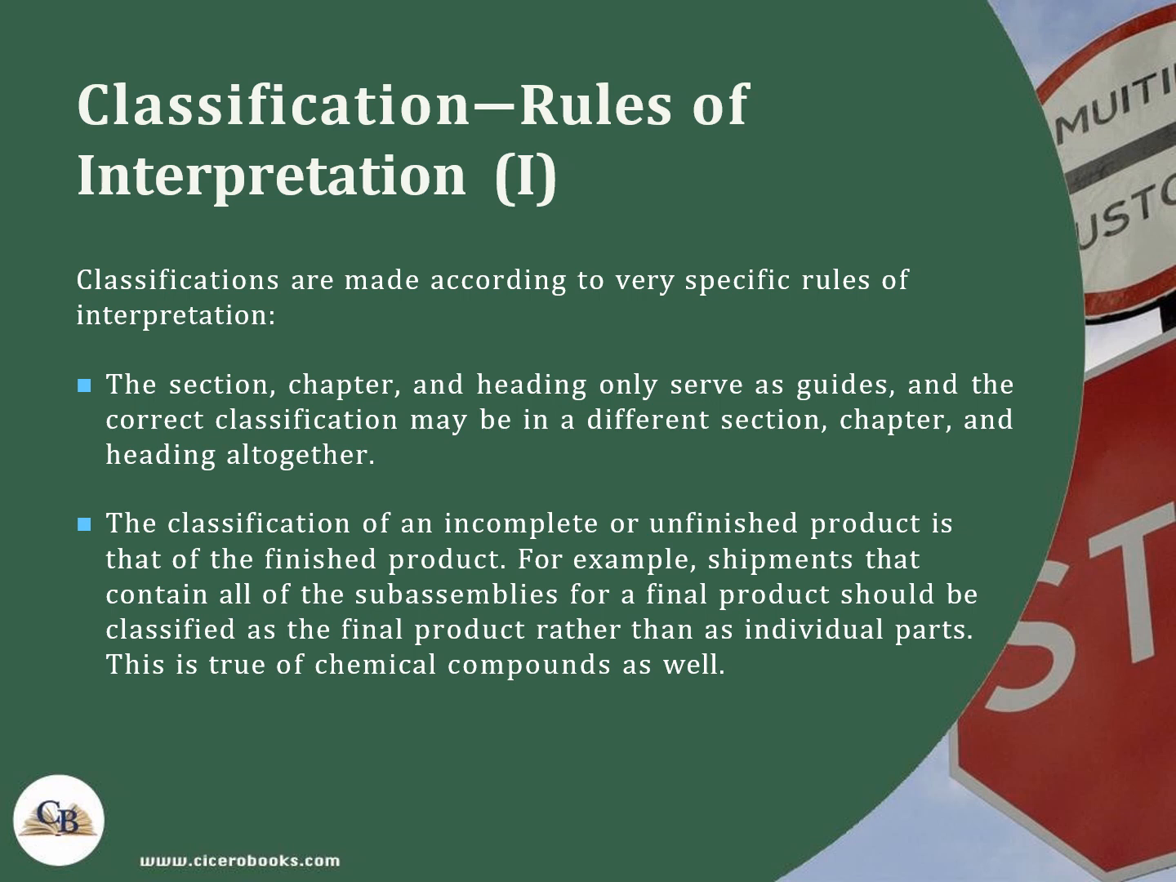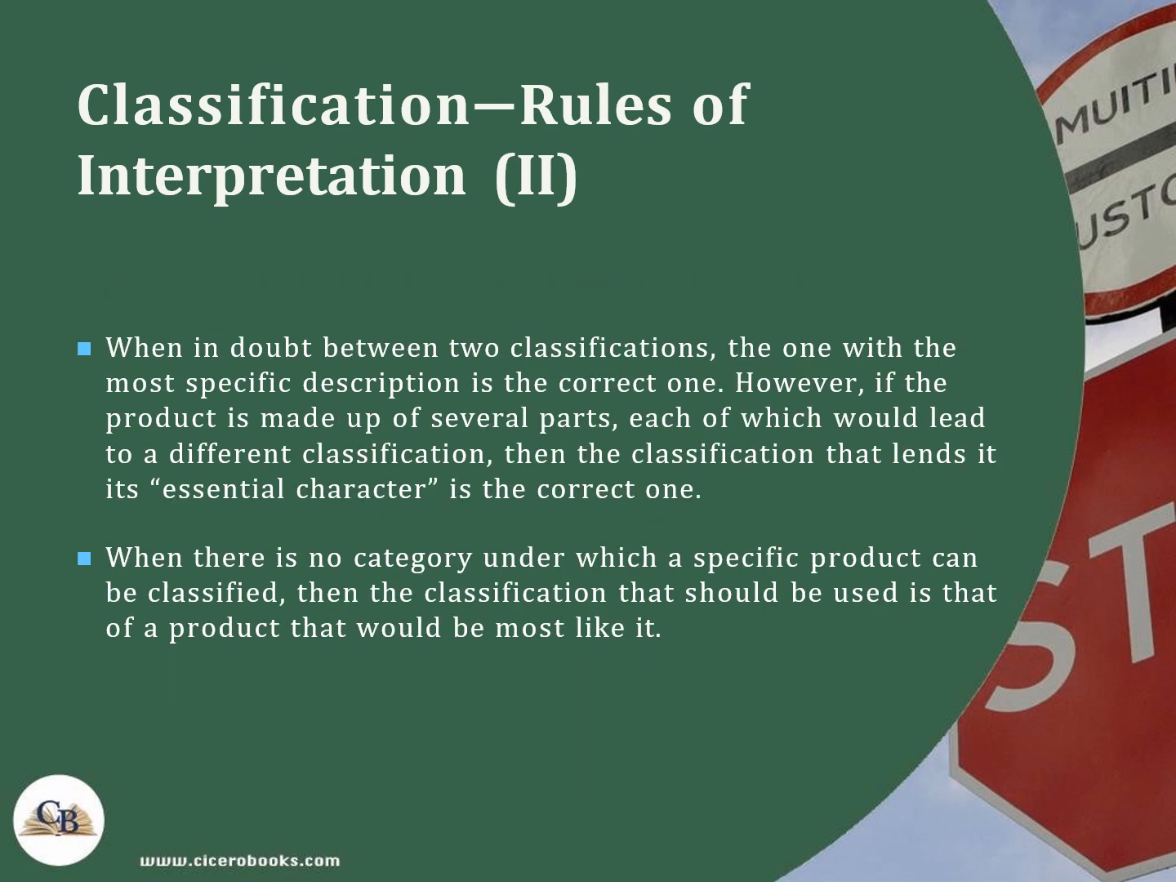So basically, we classify all those raw materials under the classification of the finished good where that specific raw material will be used. In doubt between two classifications, the one with the most specific description is the correct one. However, if the product is made of several parts, each of which would lead to a different classification, then the classification that lends it its essential character is the correct one.